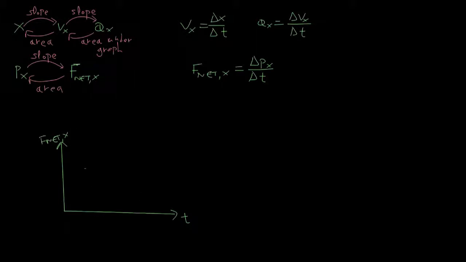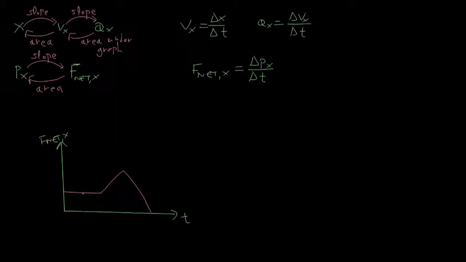So if I have the force versus time graph, let's say, for example, I have a graph that looks like this. This is the force versus time graph, and we want to calculate the change in momentum. Then we have to look at the area under the graph.